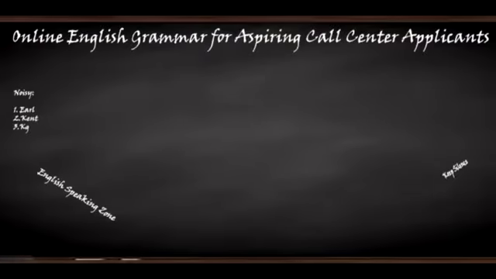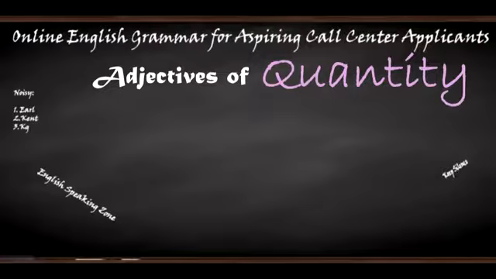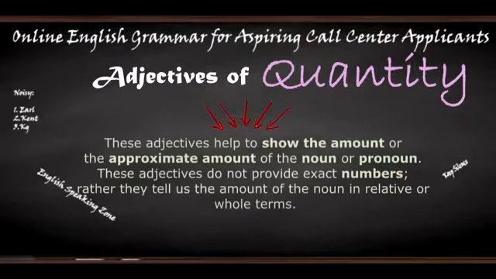Second category: adjectives of quantity. These adjectives help to show the amount or the approximate amount of the noun or pronoun. These adjectives do not provide exact numbers. Rather, they tell us the amount of the noun in relative or whole terms.